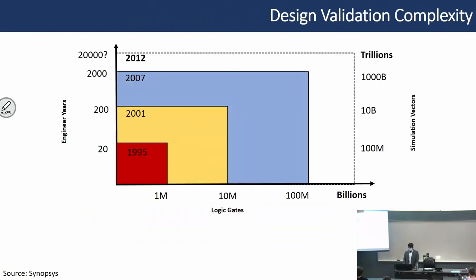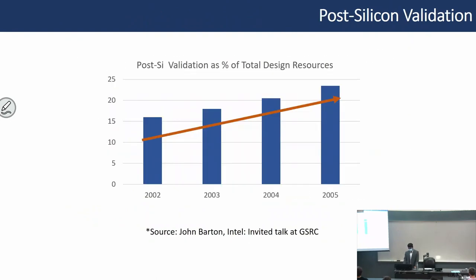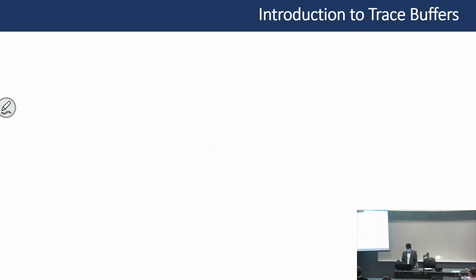Design validation complexity has been growing over the years, and post-silicon validation as a percentage of total design resources has been growing exponentially, because this is a very critical thing. If any of you graduate and work as a post-silicon validation engineer in any of the design houses like Intel, you will see that your job is like you will have to be 48 hours in the lab, no sleep, nothing. Basically the idea is to boot Linux on the chip. If you can boot Linux on the chip, you're successful, okay? And you need to reduce the respins, right? Respins means how many times you have to change the chip. So this is a very critical job.